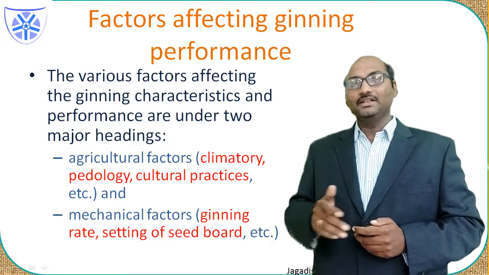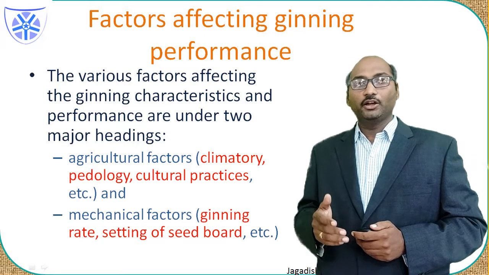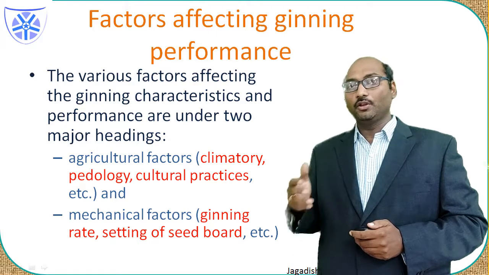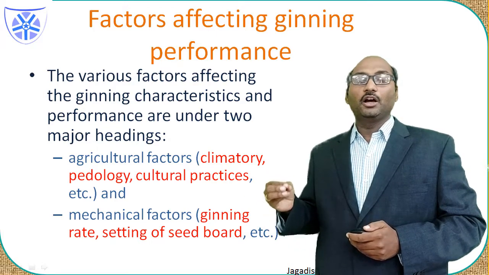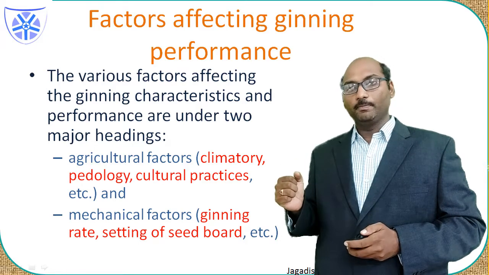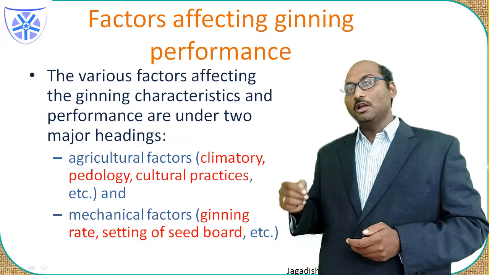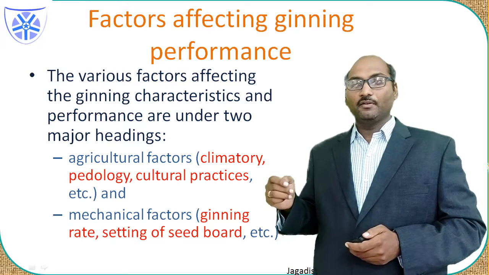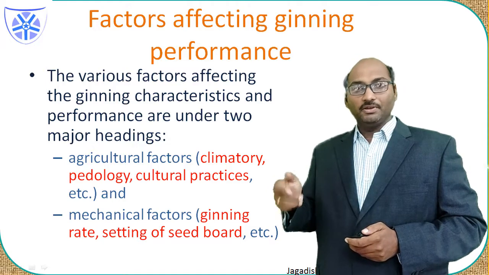One is the agricultural factors, like what is the climate condition, soil condition, rainfall, the pedology, like what is the relative humidity during the cotton boll growth, and various cultural practices like what kind of pesticides or what kind of additions or fertilizers which will be given to this.